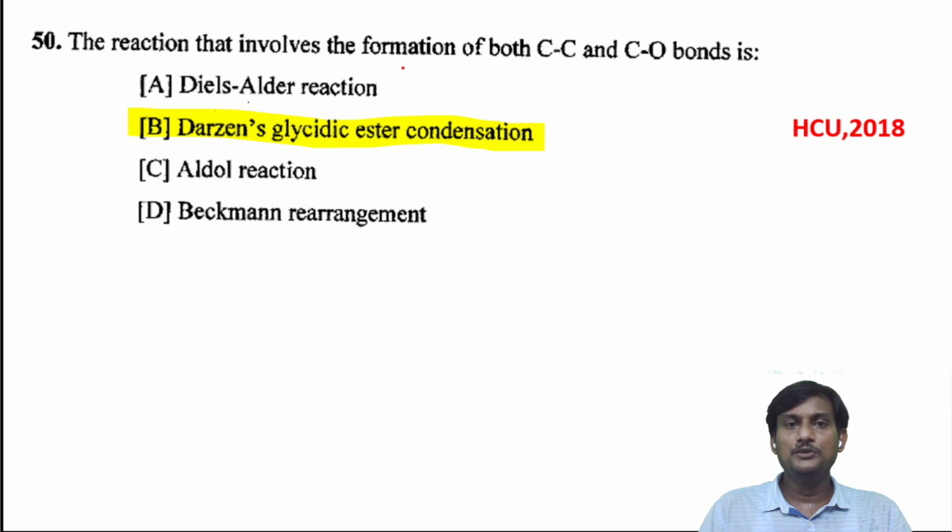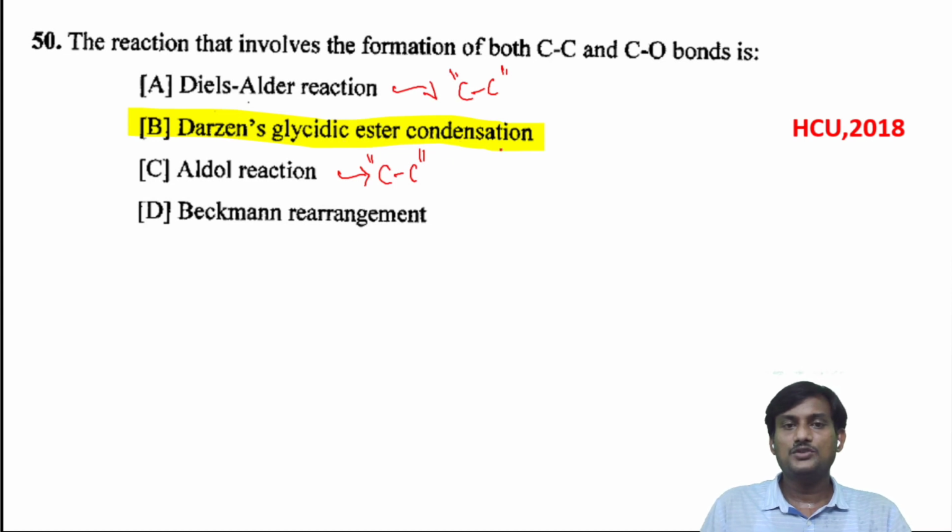The reaction that involves formation of both C-C and C-O bonds is... the Diels-Alder reaction is a 4+2 cyclohexane reaction. There is a C-C bond formation. It's a C-C bond formation reaction. The aldol reaction is also a C-C bond formation reaction. Beckmann's rearrangement, oximes will be converted into amides.